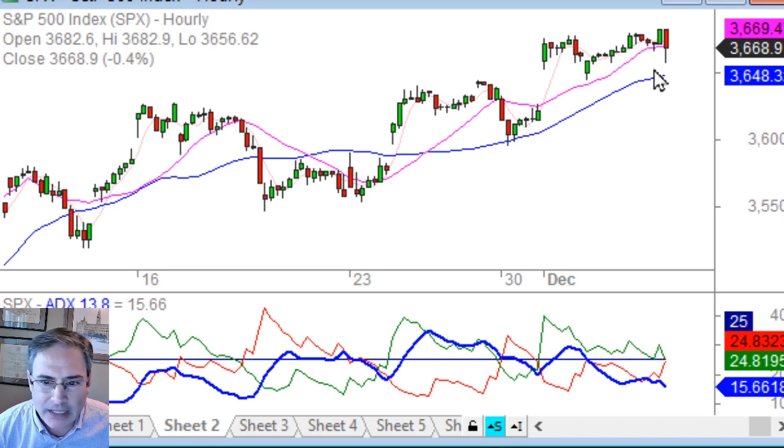Not really any official sell signal. Green DI is still above red. Red is still below 25. But if I saw a move where red crossed above 25 and got above this green peak here, then I would assume that on a short-term basis, the bears have taken control. So that's the thing you want to be on the lookout for, looking at your ADX lines.